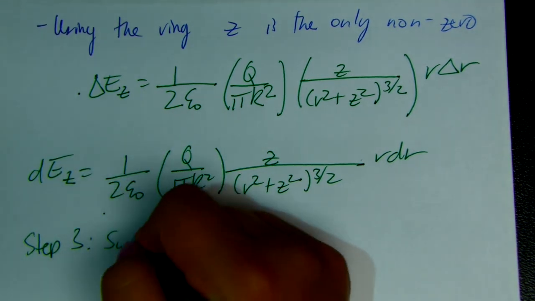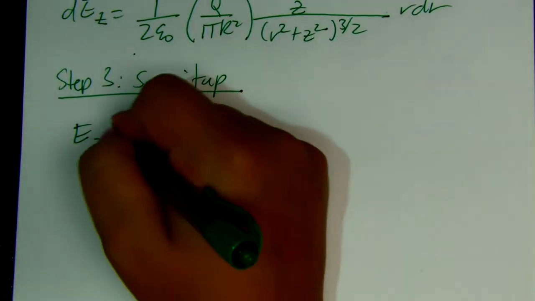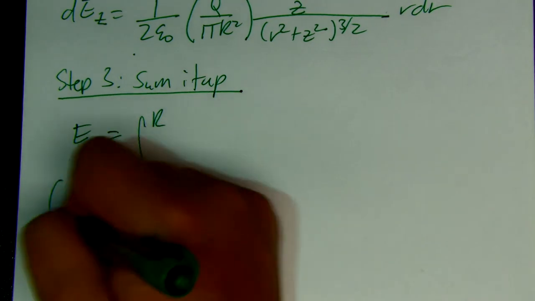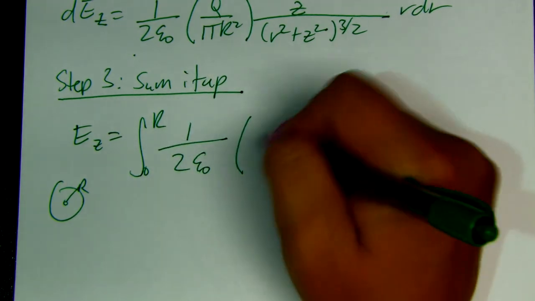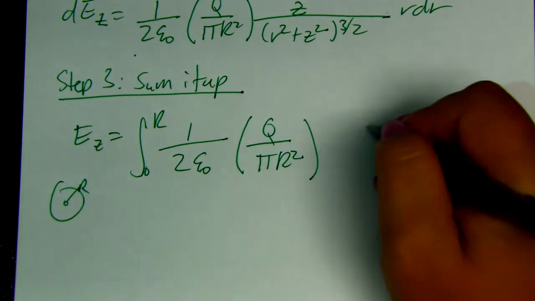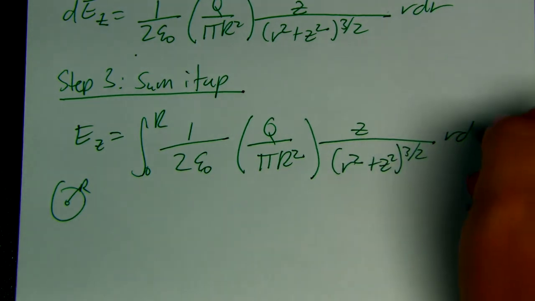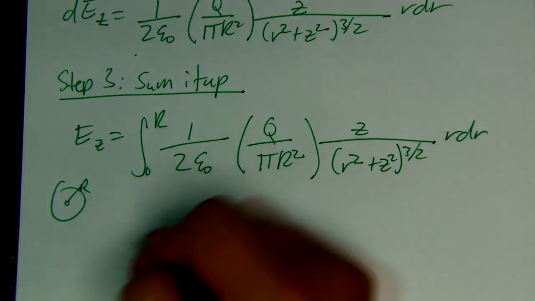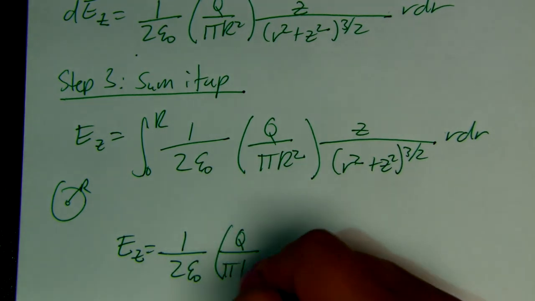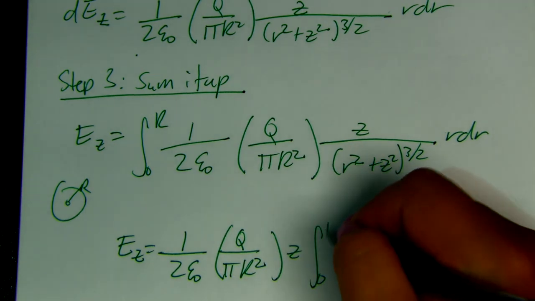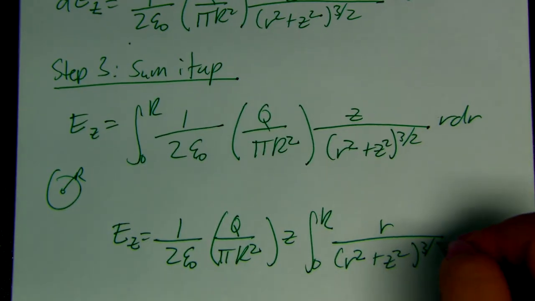So step 3, we want to sum it all together. All right, so E sub Z is going to be equal to the integral from 0 to R. So we start at the center of that circle at 0, and we go all the way out to R. 1 over 2 epsilon naught, Q over pi R squared, times Z over r squared plus Z squared to the power of 3/2, r dr. And so E sub Z is equal to 1 over 2 pi epsilon naught, Q over pi R squared, Z, integral from 0 to R of little r over r squared plus Z squared to the power of 3/2 dr.